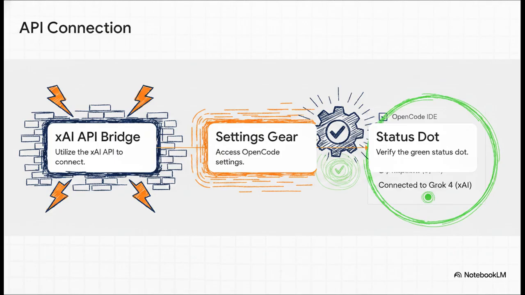And the moment you do, you get this vital visual confirmation, a bright, reassuring green status dot confirming you're connected to Grok 4. That dot is your green light. It means the brain is totally online, authenticated, and ready to assist you right where you type.